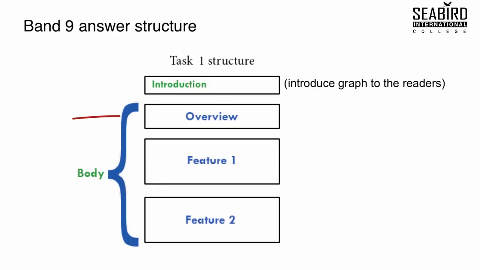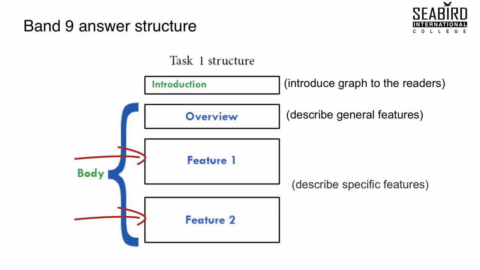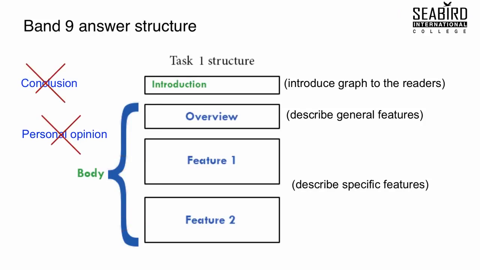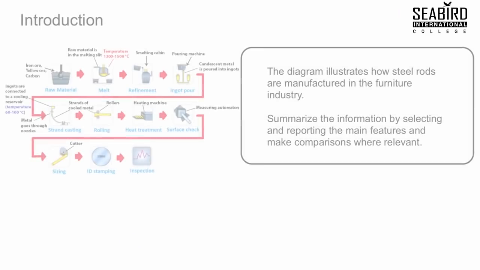Your second paragraph is an overview. There, you should describe some general features of your diagram. After writing the overview, you should describe specific features of the diagram, each in a separate paragraph. Never ever write conclusions or a personal opinion in writing Task 1. Your task is to describe the given data, not to give your opinion. Well, enough generalities, let's start writing our Band 9 answer.